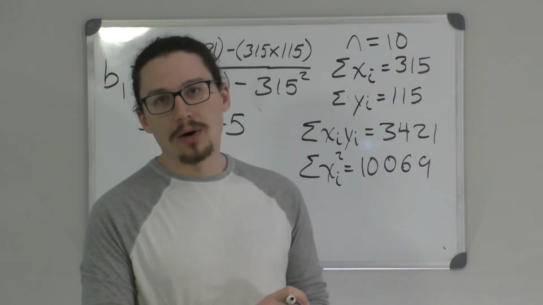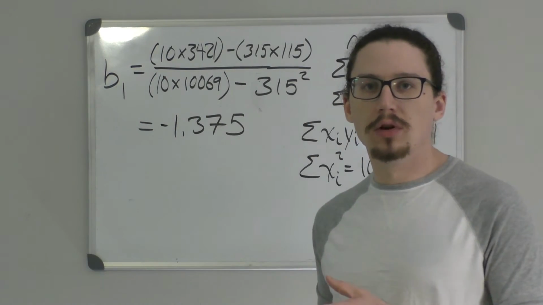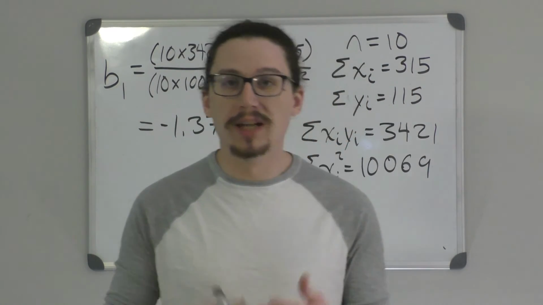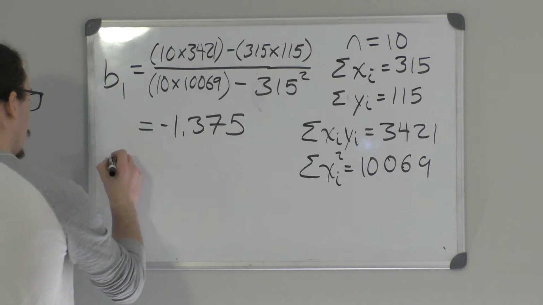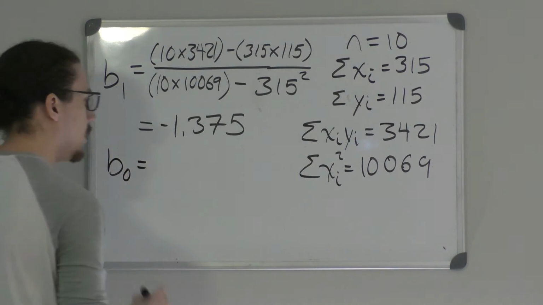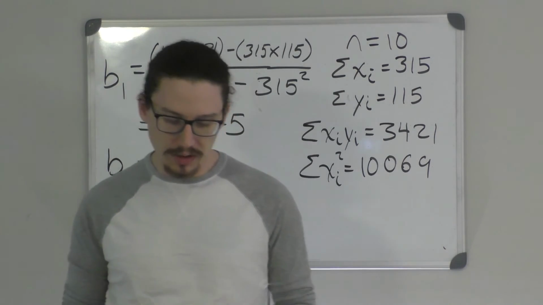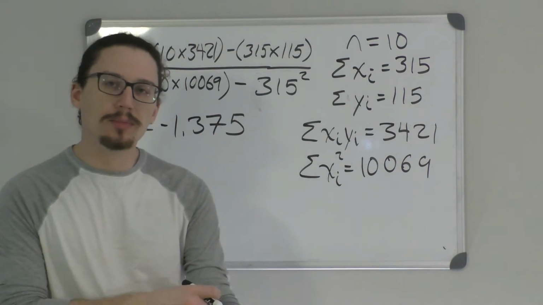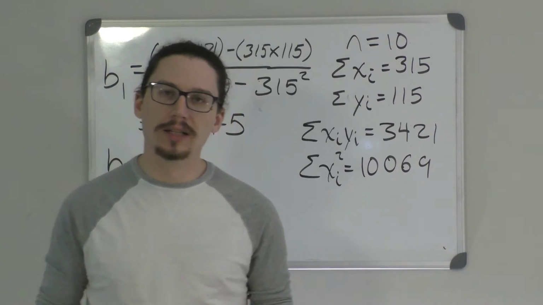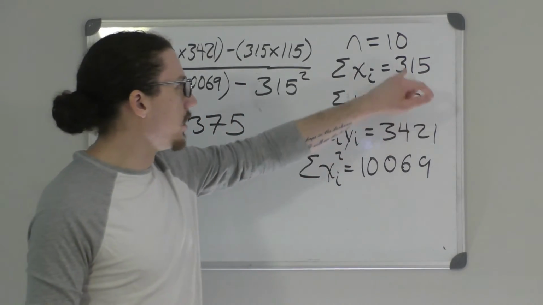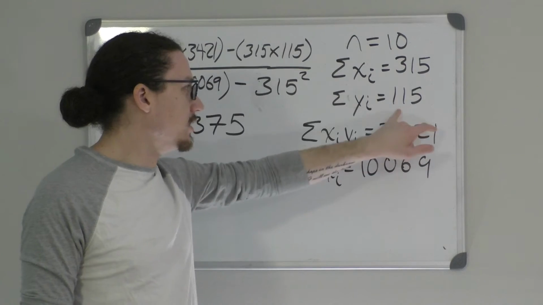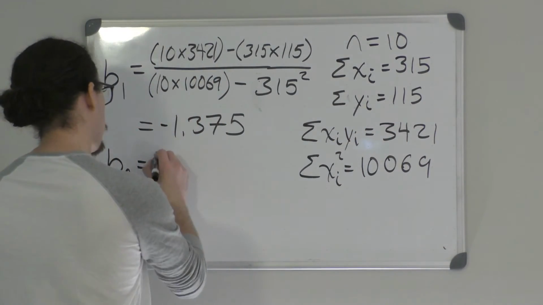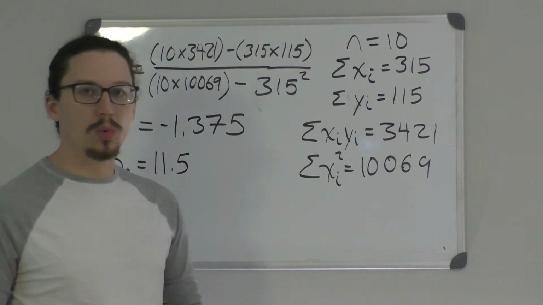Right, so now we have B1, we can look for B naught, and we're really almost done with estimating our equation. All right, so B naught equals the mean of y. We didn't throw this up here, but it's going to be pretty simple, right? The mean is the sum of our y's divided by the sample size, right? Our sample size is 10, which makes it easy. So 115 divided by 10, 11.5 is going to be our y bar.